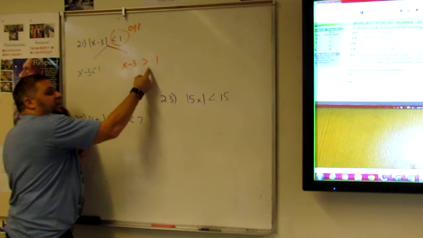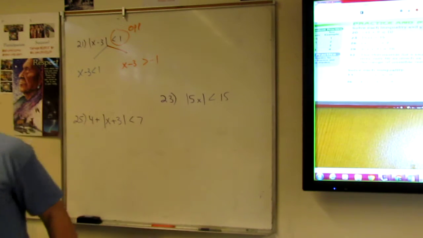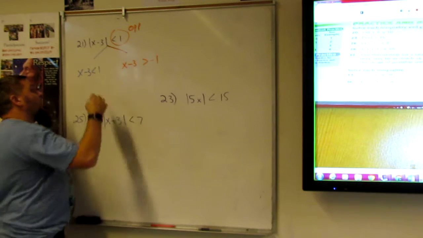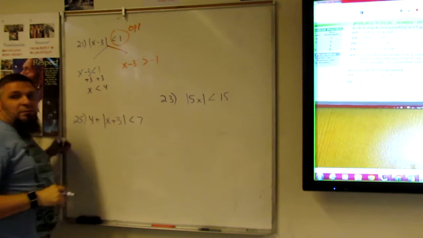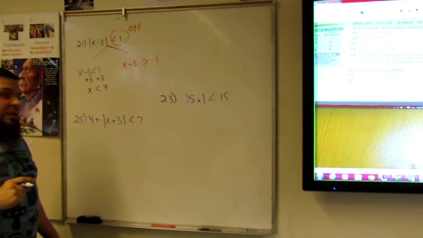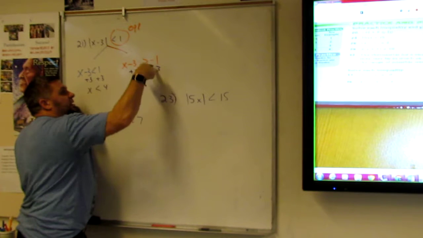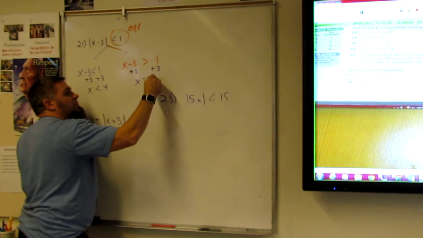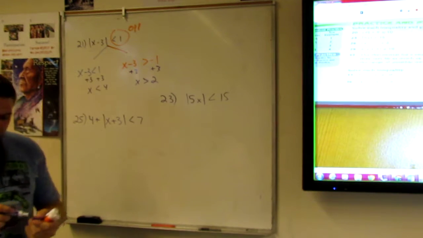The opposite of less than is greater than. The opposite of 1 is negative 1. And then we just do the math. So, add 3, and I get x is less than 4. Add 3, and I get x is greater than 2.